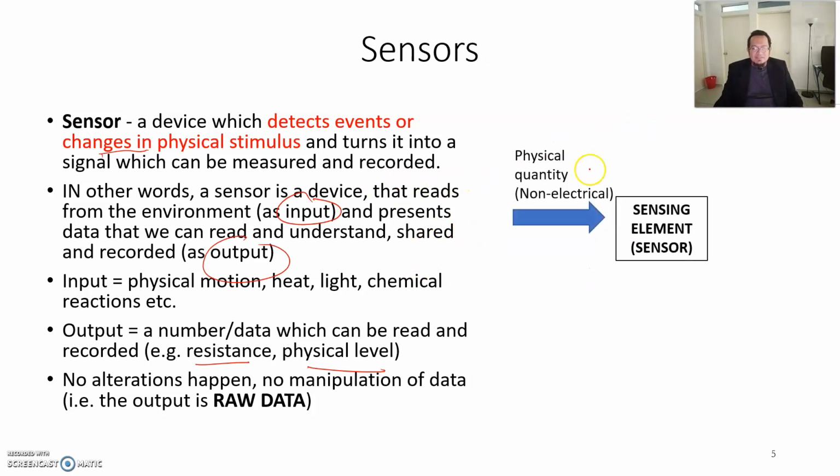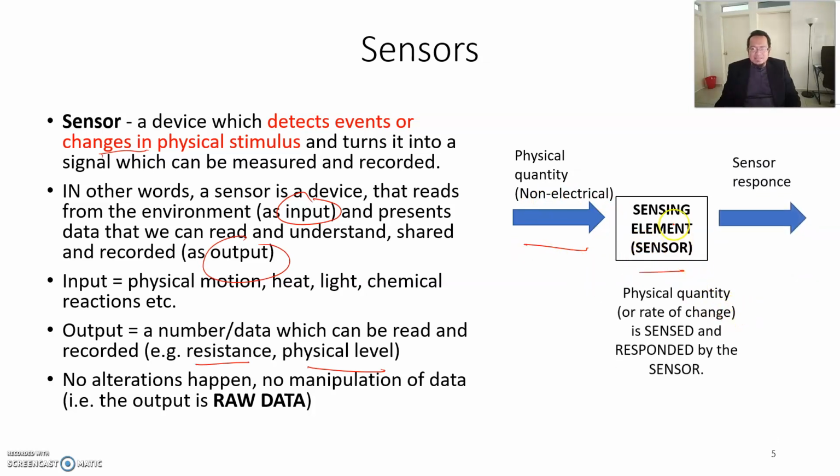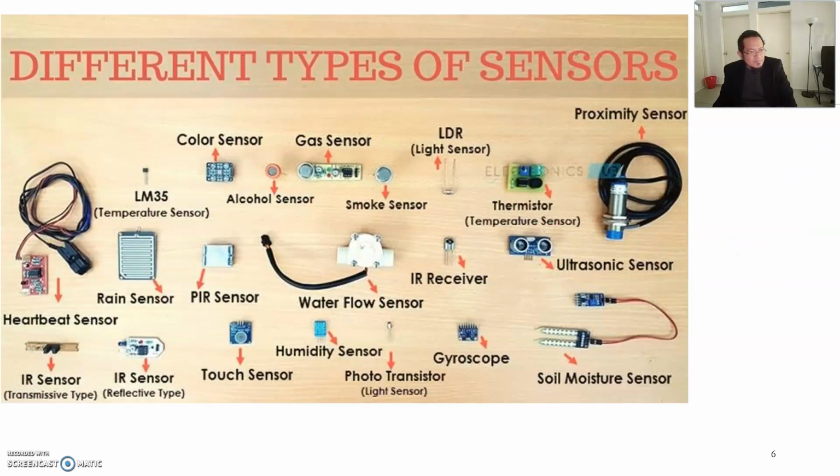So you have any physical input. This is just to show you the chart. Okay, it has an input into the sensing element. Okay. And then the sensing element will sense and respond to the input and change it into a response and output.